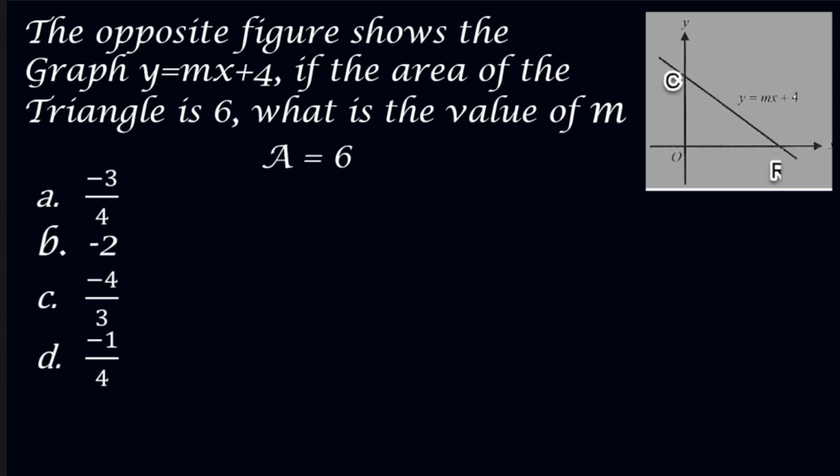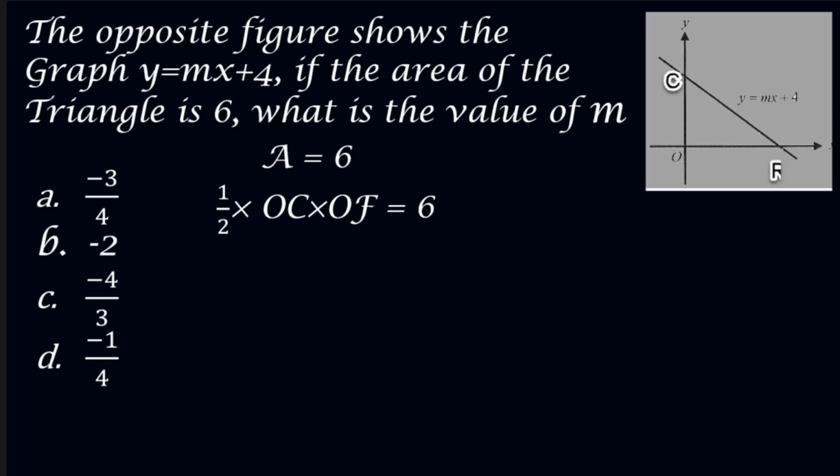We have here a point, area equals 6. Ask yourself here, guys, what is the area of the triangle? The triangle is a right triangle, so its area equals what? Half times OF times OC. Now half times OC times OF equals 6. We can deduce now the length of OC.